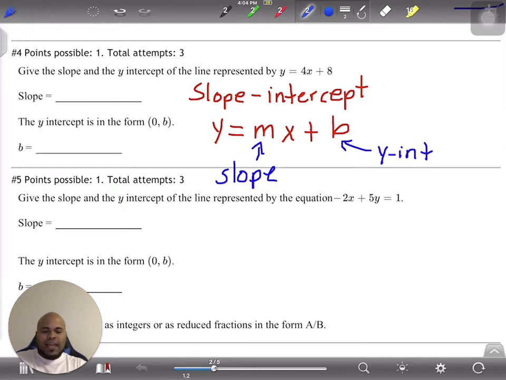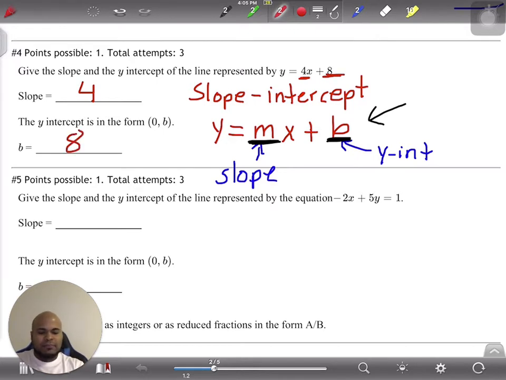So here we go. Give the slope and the y-intercept of the line represented by y equals 4x plus 8. My first question is, is my problem in that form? Yes, it is, because it says y equals, right? So that's really simple. The 4 is the slope, and the number by itself is the y-intercept. And it's just that easy.